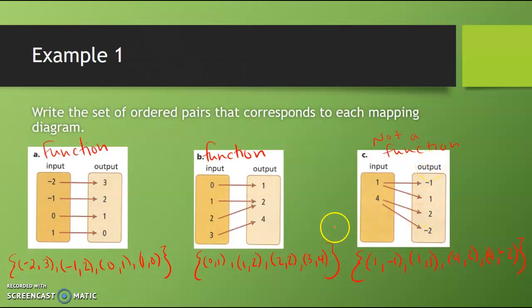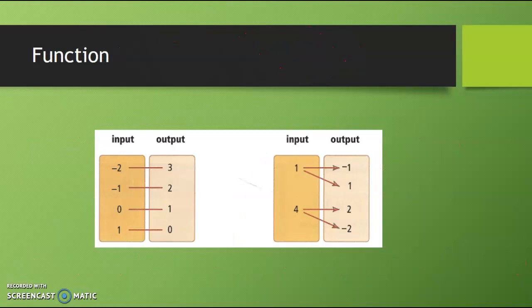So again, to be a function, just a reminder, each input has exactly one output. There is a double standard. Inputs cannot cheat, outputs can, okay? All right, moving on to our next slide.